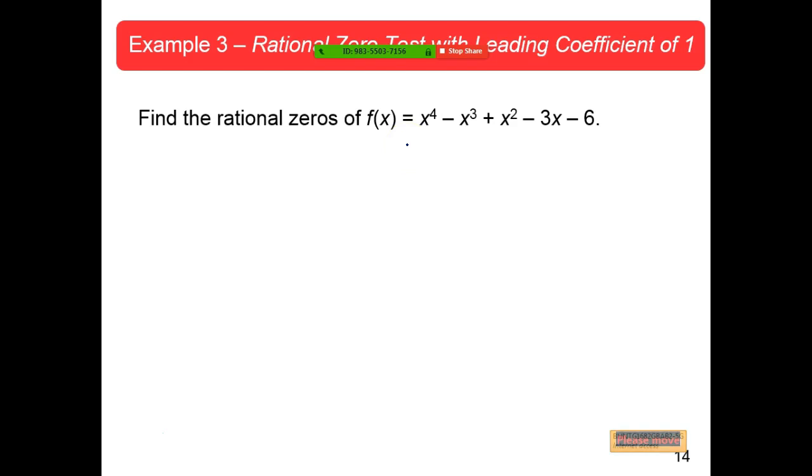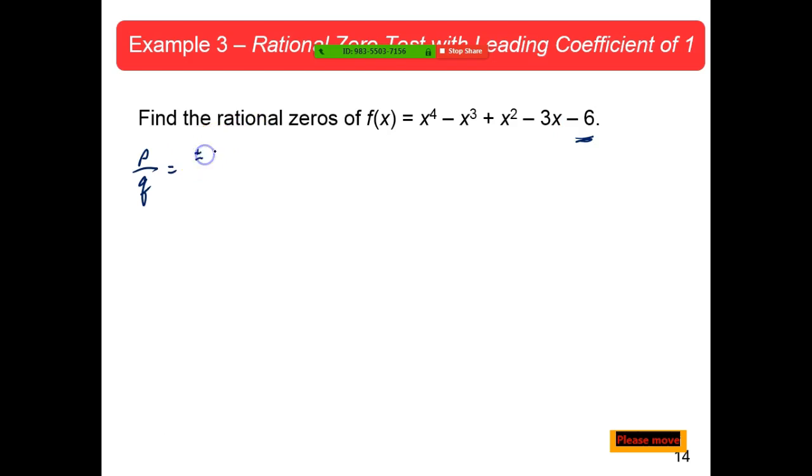So your rational zeros will all be of the form P over Q, where P will be all the possible factors of 6. Now you can say minus 6, I don't care. You're going to do all your plus or minuses. So what are all the possible factors of 6?